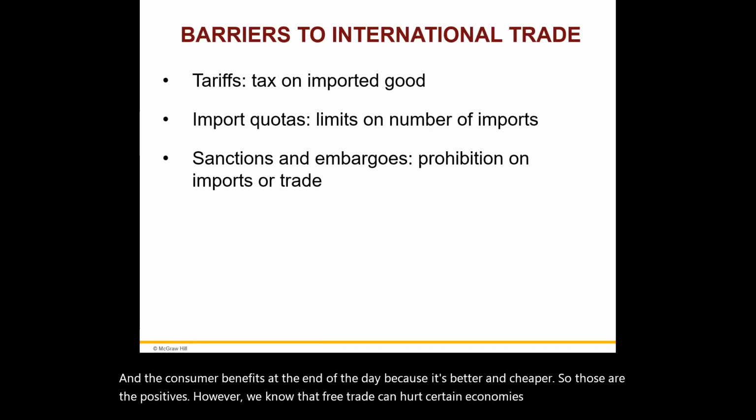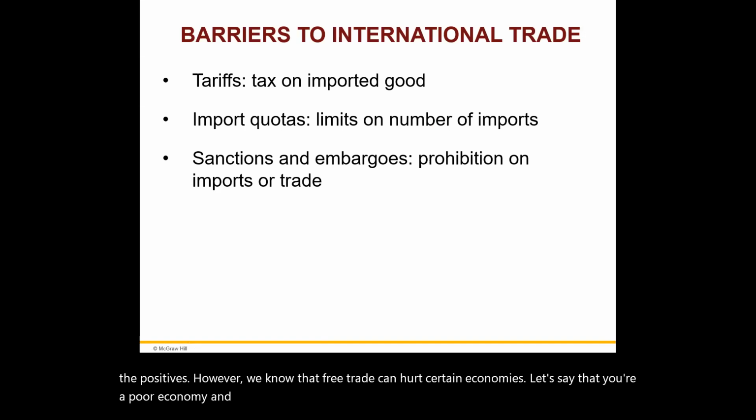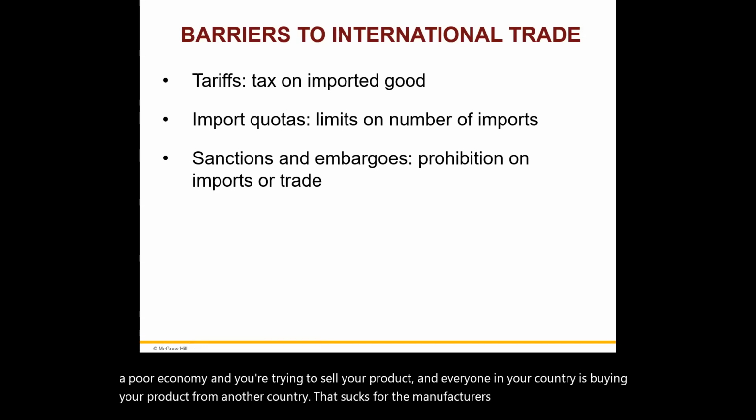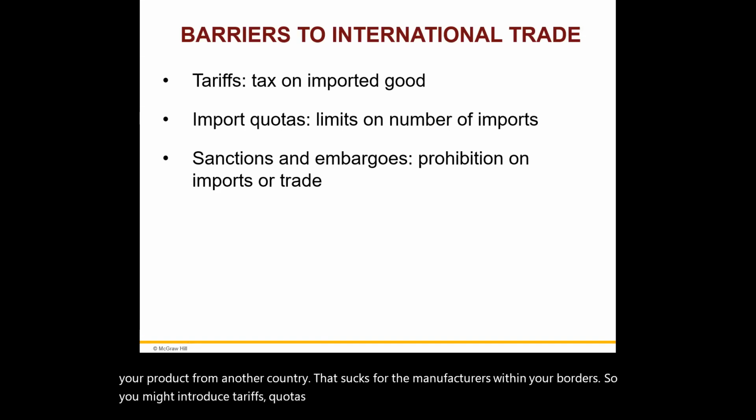Let's say that you're a poorer economy and you're trying to sell your product, and everyone in your country is buying your product from another country. That sucks for the manufacturers within your borders. So you might introduce tariffs, quotas, and sanctions to help benefit your own producers.